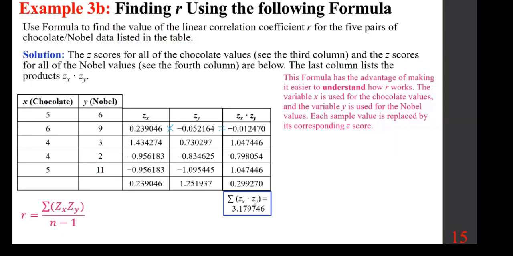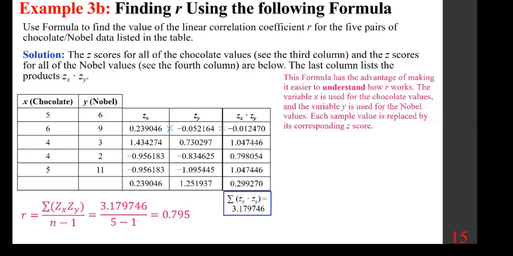So the z-score for all the chocolate values, see the third column. The z-score for the noble values, the fourth column. And the last column lists the product. Okay, everybody? Put it into the formula. N is 5, so 5 minus 1. And you get to the same answer.